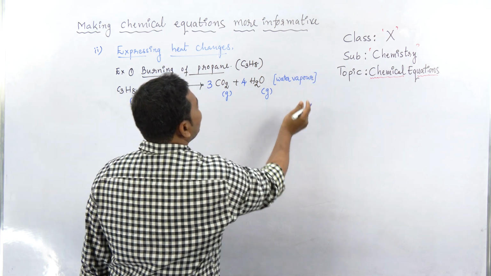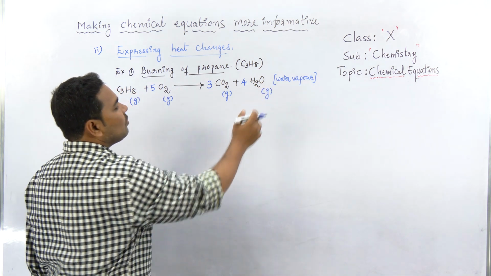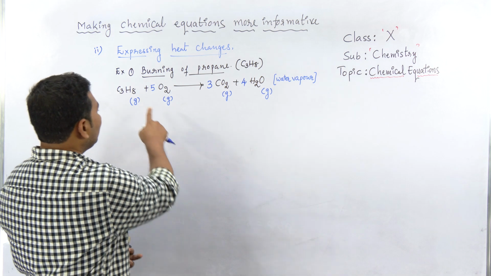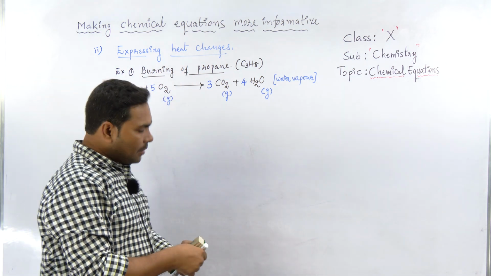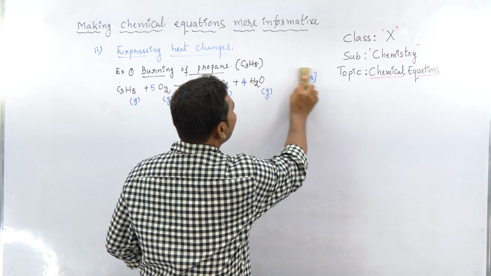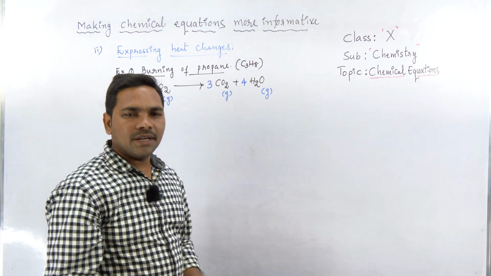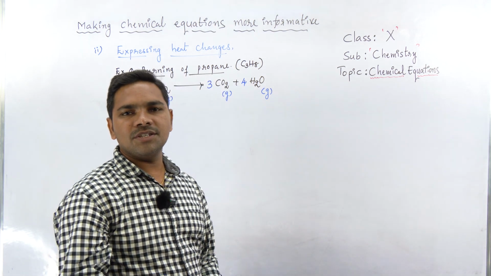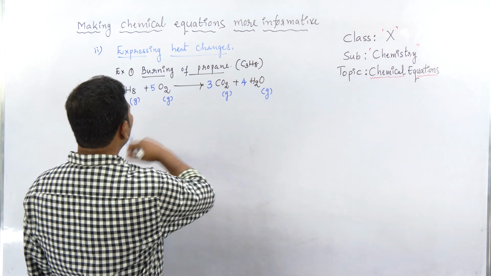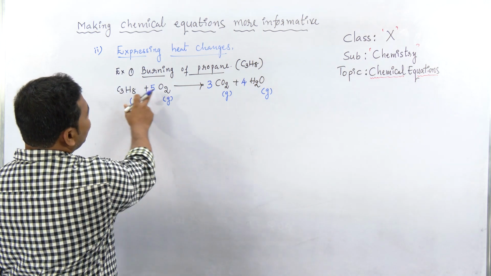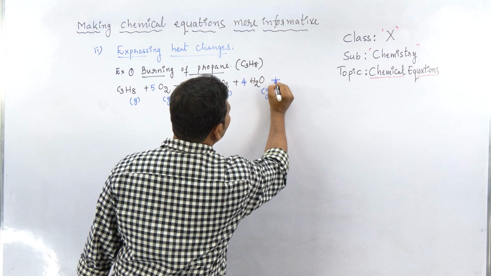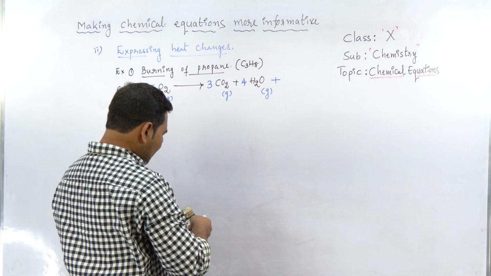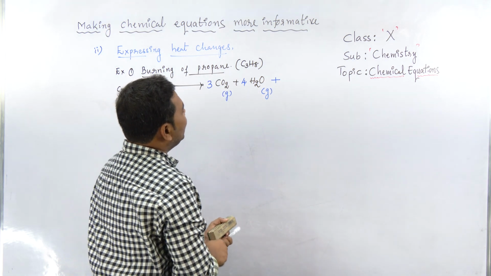So water vapor is the gaseous state of water. So water vapor, so gas. I'm expressing physical states, and next expressing heat changes. Our main intention of burning LPG gas is to get heat energy, using that heat energy to cook food items. Whenever this propane is burnt, it produces CO2 and H2O, but the main intention of burning this LPG is to get heat energy.